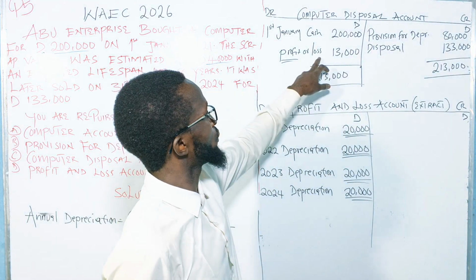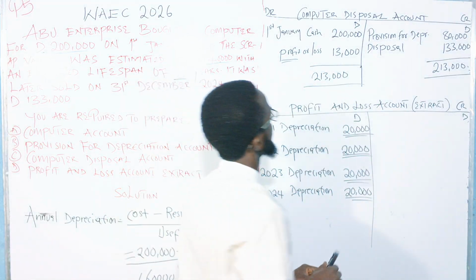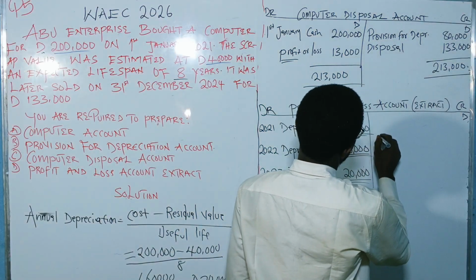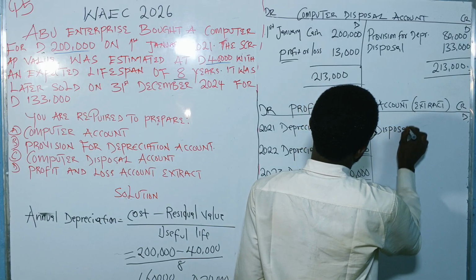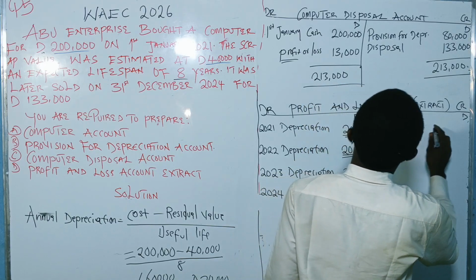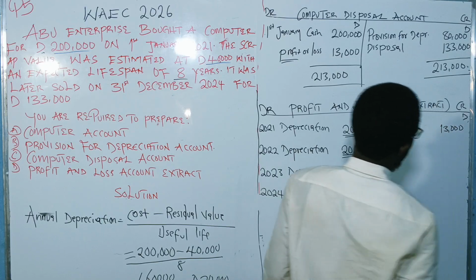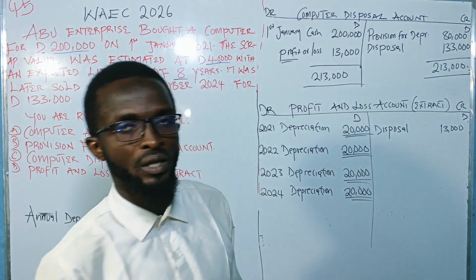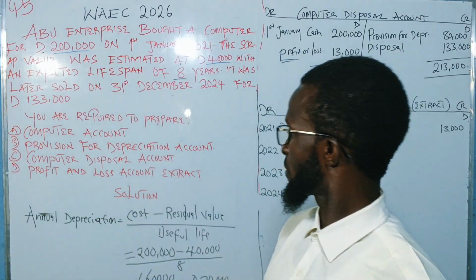And this one, profit or loss, this is a profit I told you. So therefore, we are going to bring it here as disposal of an asset, that is 13,000. This is a profit. So you don't have to close the account, you don't have to do anything, you are done as far as this question is concerned.